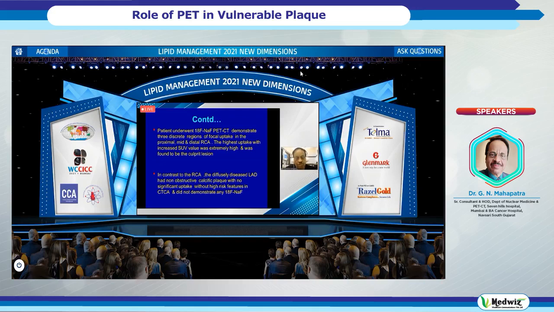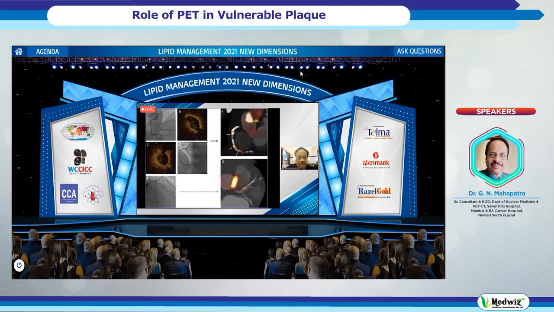In contrast to the RCA, the diffuse disease in the LAD had non-obstructive calcific plaque with no significant uptake, without high-risk features on CTCA, and did not demonstrate any F18 uptake. Now you can see here there are three F18 uptakes here, and in this LAD there is no uptake at all. So this is called a stable plaque. This is called an unstable plaque. So this I will pass on.